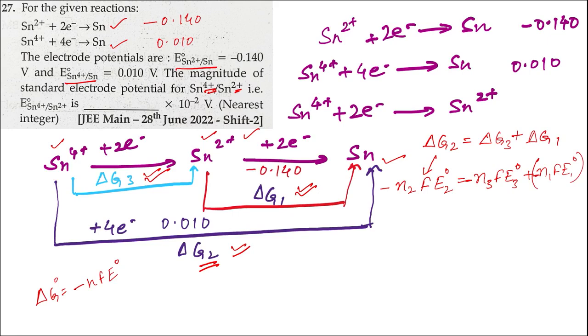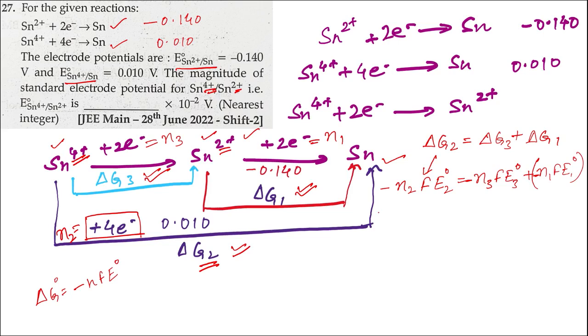Now putting the values, what is n2? n2 is the number of electrons involved in the step when Sn4+ changes to Sn, that is, for delta G2 the number of electrons involved is 4. The value of n3 will be for the step involving the change of Sn4+ ion into Sn2+ ion. Delta G value is delta G3 and the number of electrons involved is 2, so this is n3. Similarly n1 is the number of electrons involved in the step whose delta G value is delta G1.